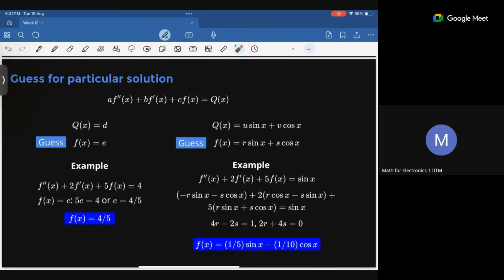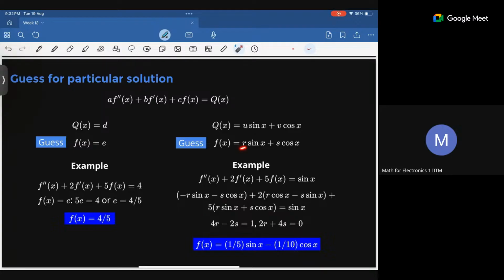Similarly, we compare the coefficients of sin x on the left hand side and the right hand side. On the right hand side, we have the coefficient to be 1. And on the left hand side, you will see minus r minus 2s plus 5r, which gives us 4r minus 2s should be equal to 1. And we'll solve for r and s here. Two equations, two variables, we know how to solve it. Get the values of r and s.